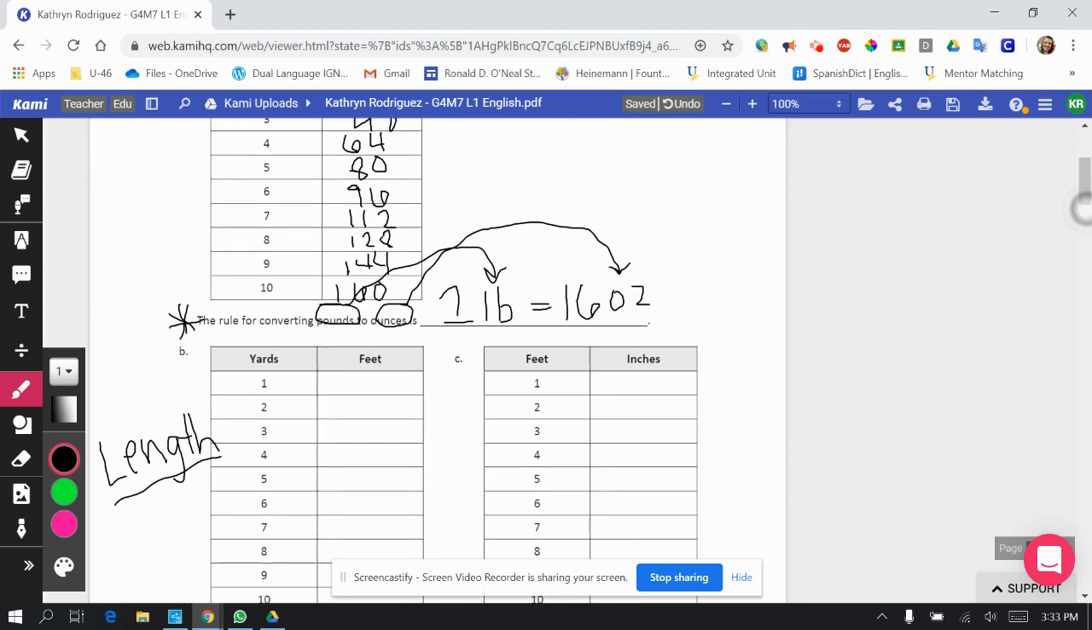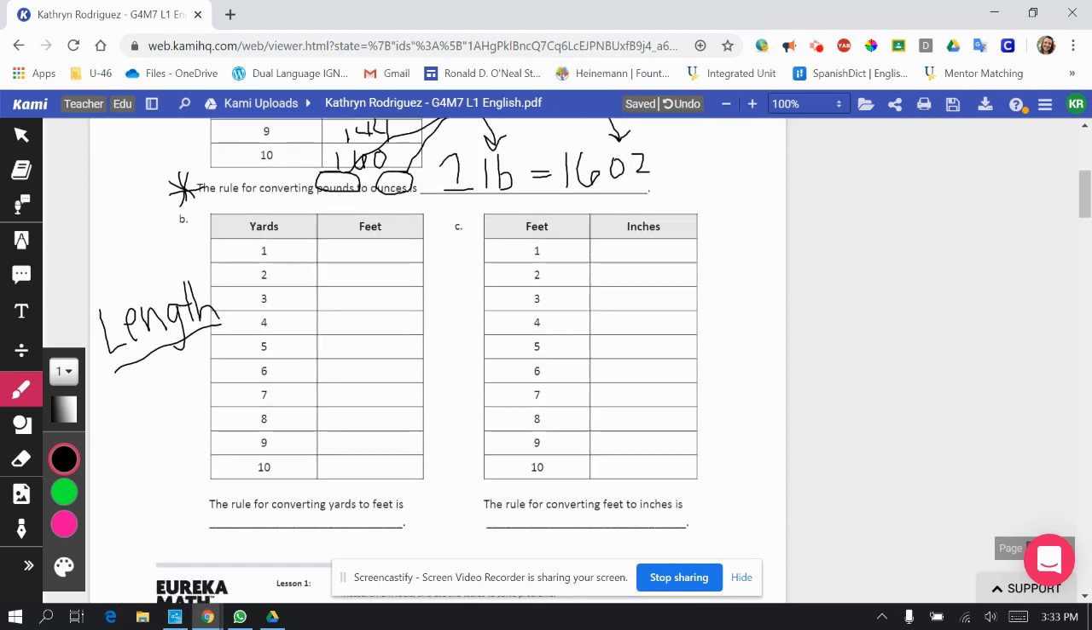We will move on down to working on length. First, starting with converting yards to feet. Again, anytime you're in doubt, please check that measurement conversion chart. It is your best friend for all of Module 7. 1 yard is equal to 3 feet. So down here, I'm going to say the rule for converting yards to feet is 1 yard equals 3 feet. Okay, I'm writing yard with YD. I'm writing feet with FT.